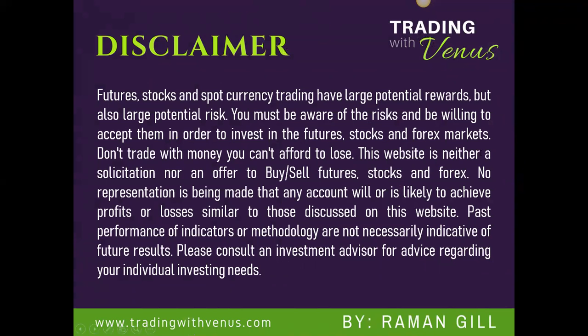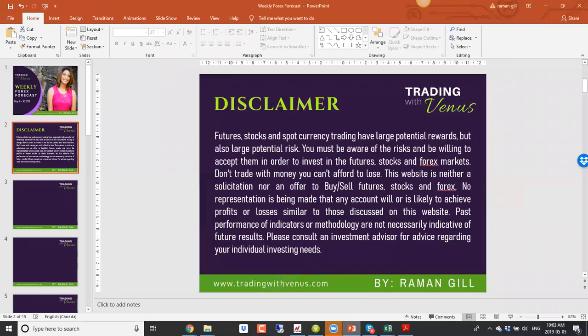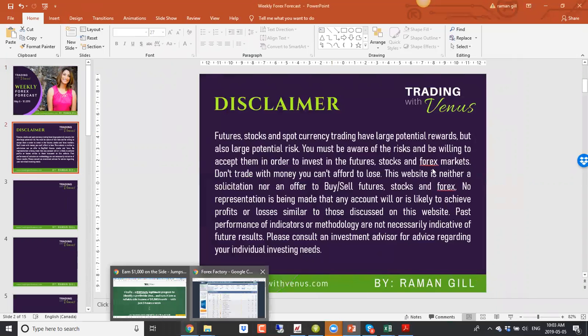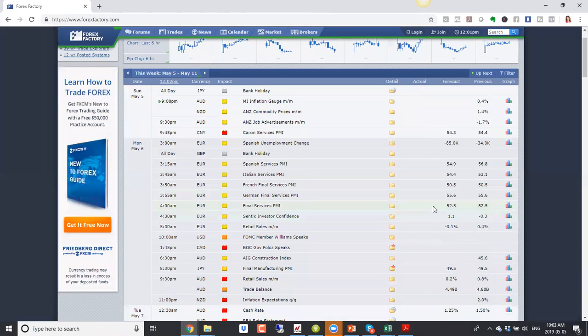As usual, we'll start off by taking a look at our calendar here. Okay, so coming up today, we have some Chinese data coming out, PMI numbers. The Chinese data is important for New Zealand and Australia because they are big trade partners with China. If the data comes out good, we could see a corresponding rise in the New Zealand dollar and Australian dollar.